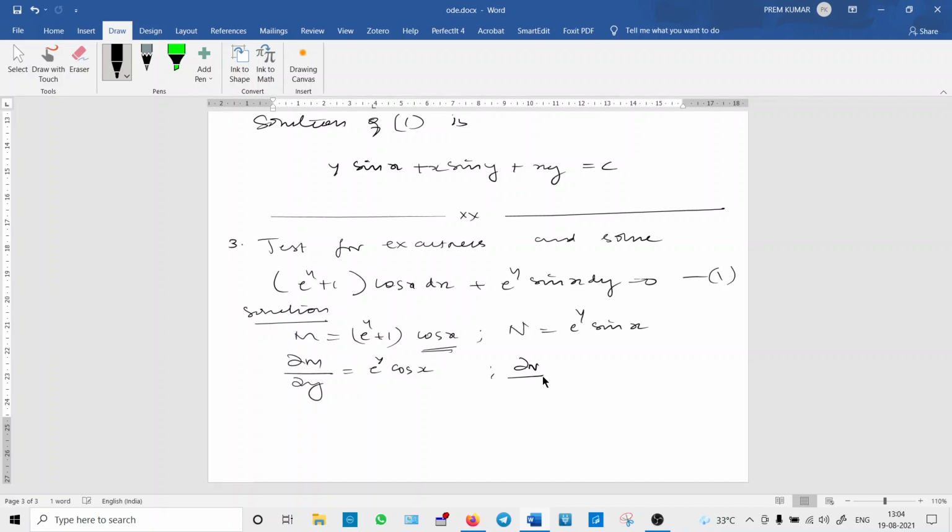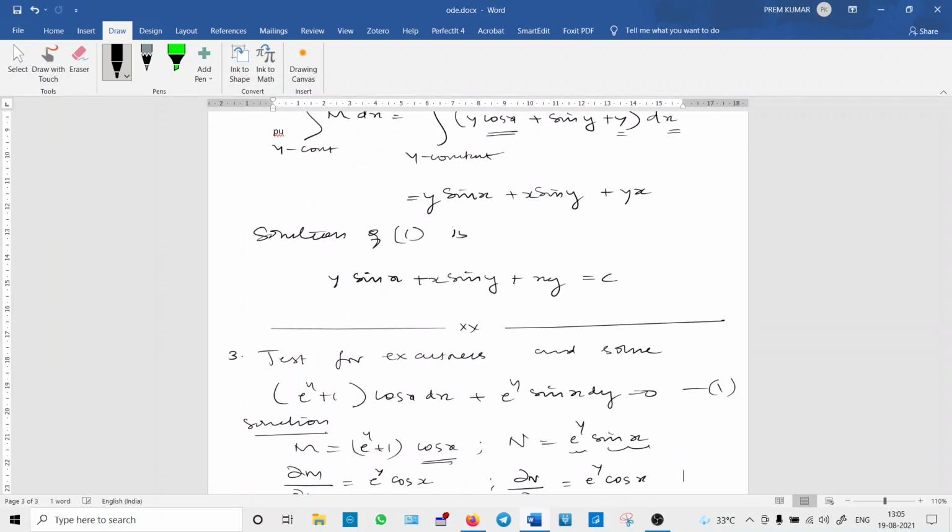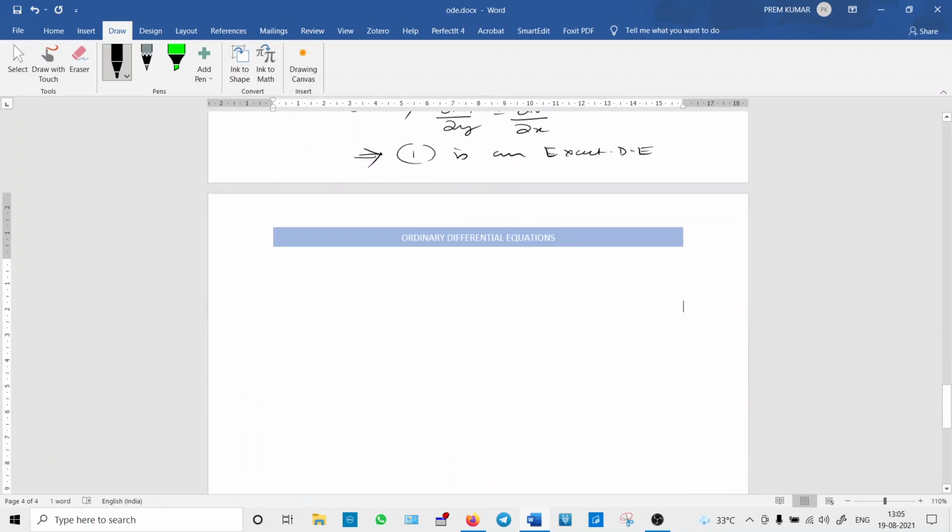So what is ∂N/∂x? e^y sin x, differentiation is cos x. This is a constant. So clearly ∂M/∂y equals ∂N/∂x. As per the theorem, this implies that the first one is an exact differential equation. Okay, this is an exact differential equation. How to solve it?